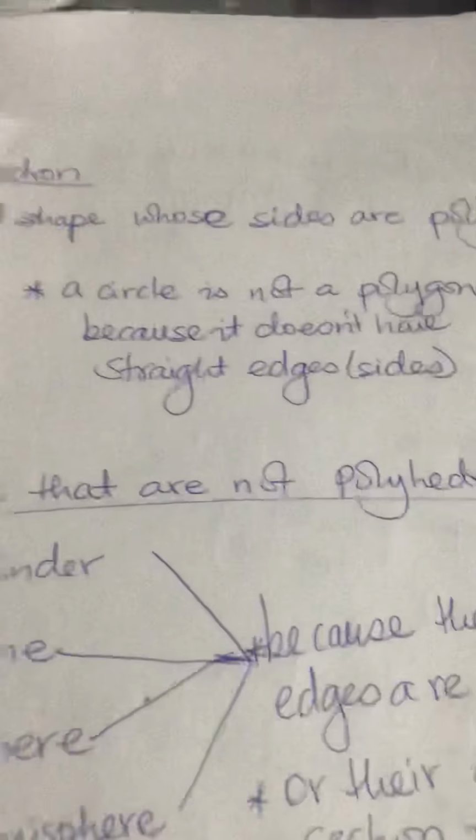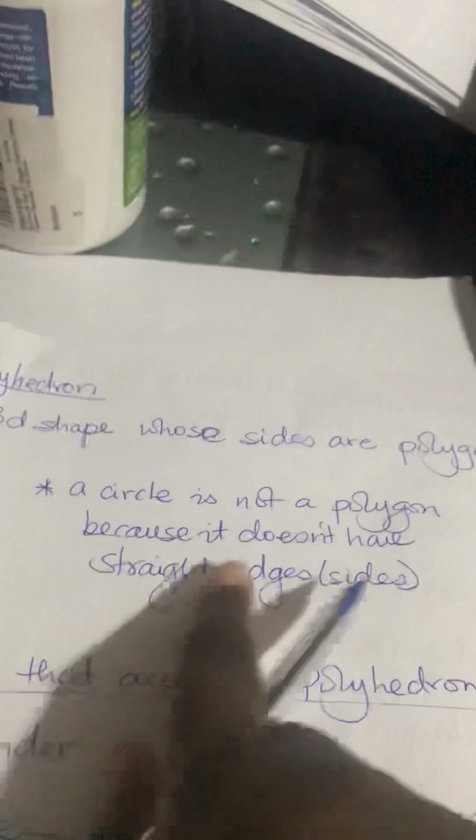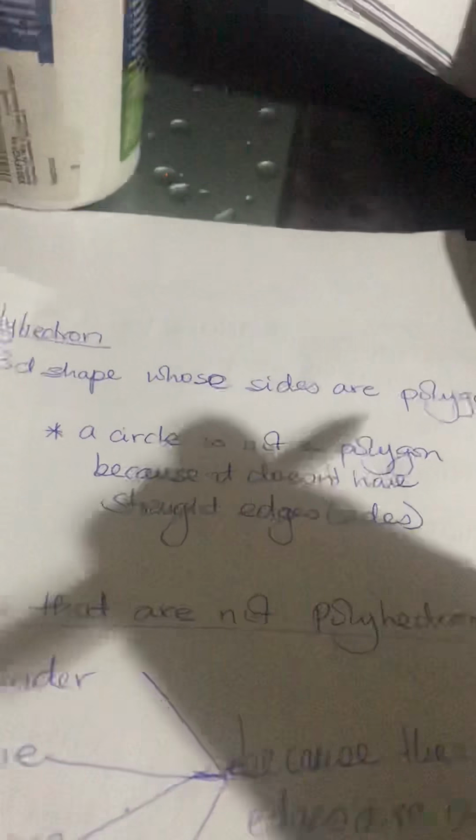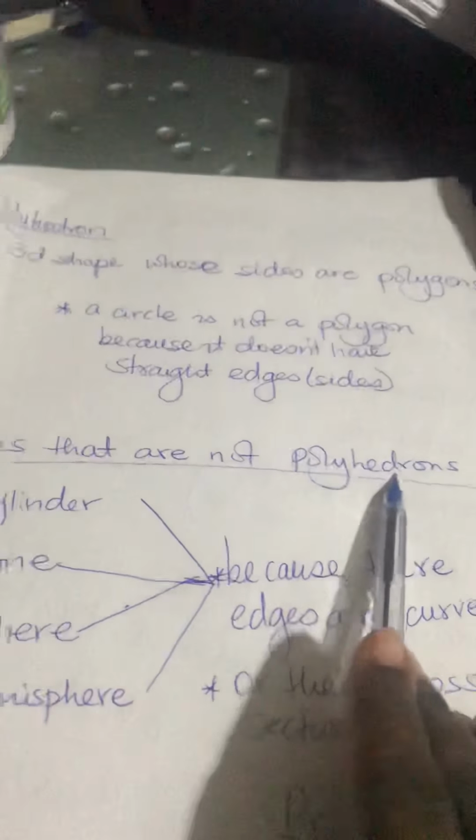All right, let's continue. Polyhedrons. Polyhedrons are 3D shapes whose sides are polygons. That means they can be a triangle, they can be a rectangle, but not a circle. A circle is not a polygon because it doesn't have straight edges. For you to be a polygon, your edges have to be straight, not curved. So this is not a polyhedron because this is not straight. It is curved. You see that? That is why.